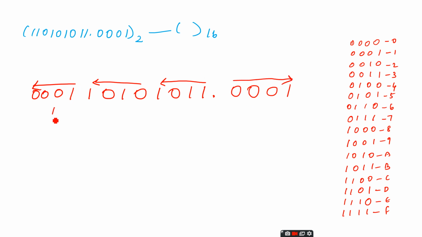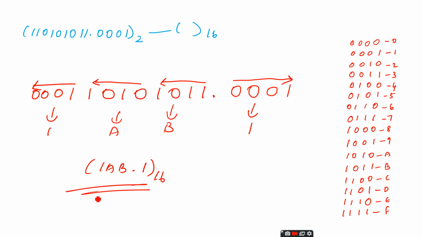Now 0, 0, 0, 1, the value is 1. Then 1, 0, 1, 0, the value is A. 1, 0, 1, 1, the value is B. Then 0, 0, 0, 1, the value is 1. So the answer is 1AB.1 base 16. This is the answer.